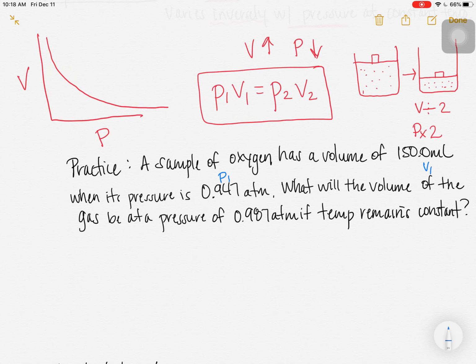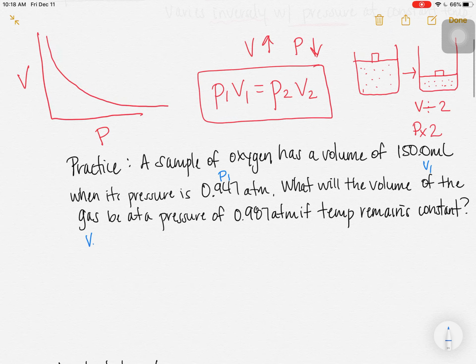Well, that's P1 because it matches with the volume. Okay, what will the volume of the gas be? Oh, V2, at a pressure of this. And now I have everything labeled.